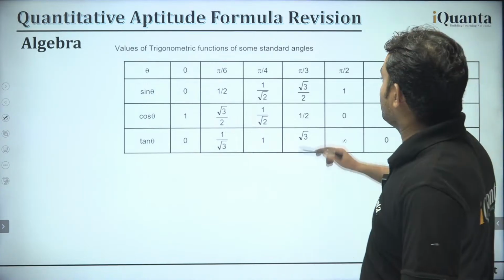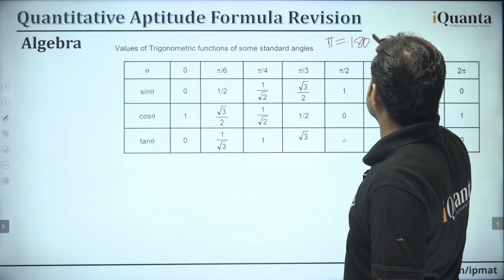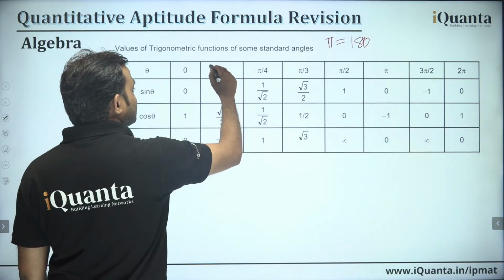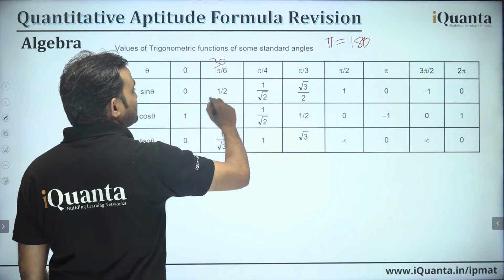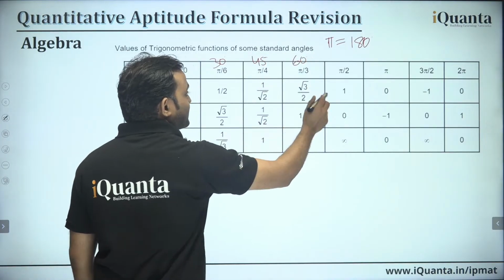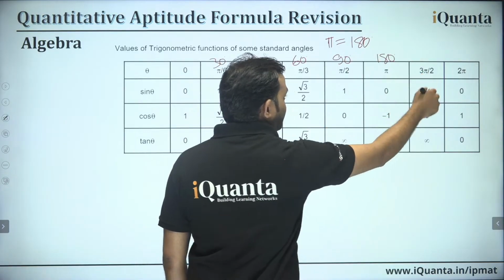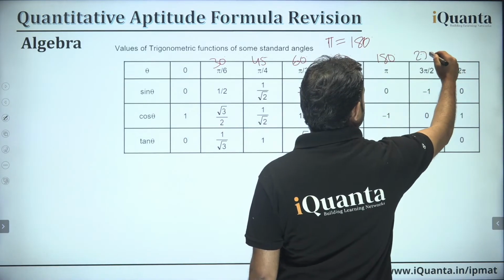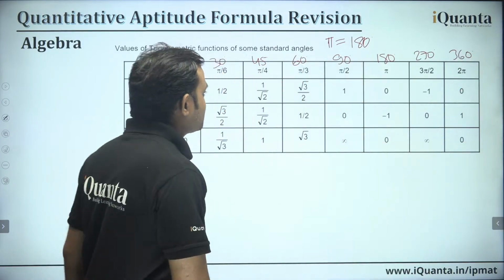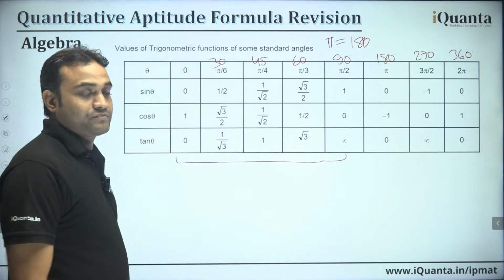So what do we denote? Pi radian is equal to 180 degrees. So this is 0. Pi by 6 is basically nothing but 30 degrees. Pi by 4 is 45 degrees. Pi by 3 is 60 degrees. Pi by 2 is 90 degrees. Pi is 180 degrees. 3 pi by 2 is 270 degrees, and 2 pi is 360 degrees. Although the values that you should remember are these 5.